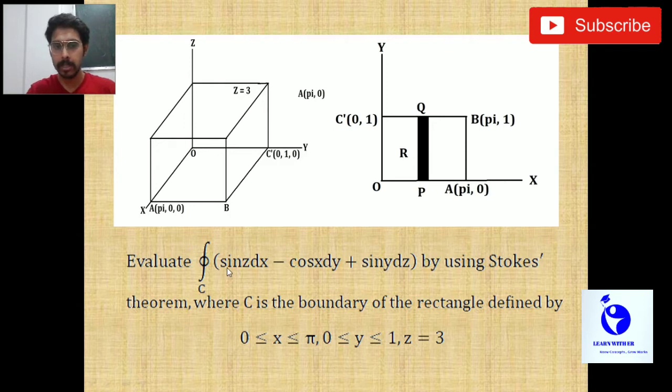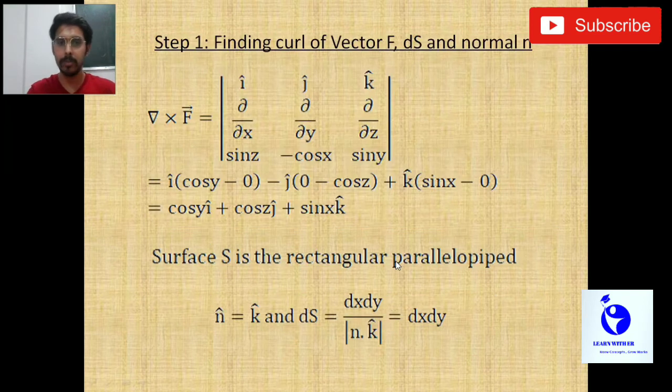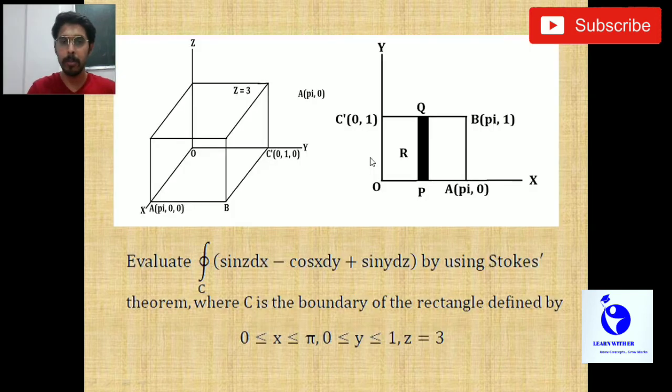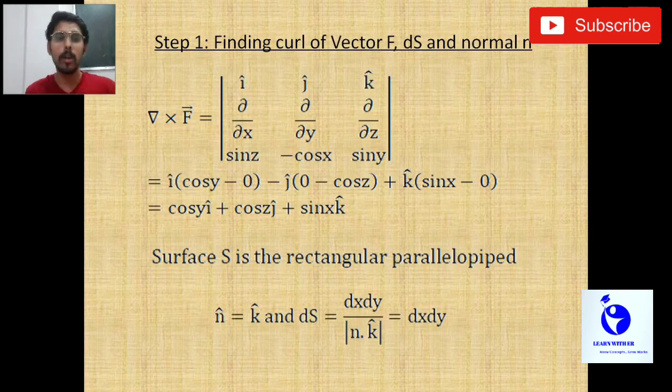It is sine z dx minus cos x dy plus sine y dz. So automatically we have to put it in the three different components. For dx we'll be putting sine z, for dy we'll be putting minus cos x, and for dz we'll be putting sine y. So now we are going to proceed with the process. Simple process.